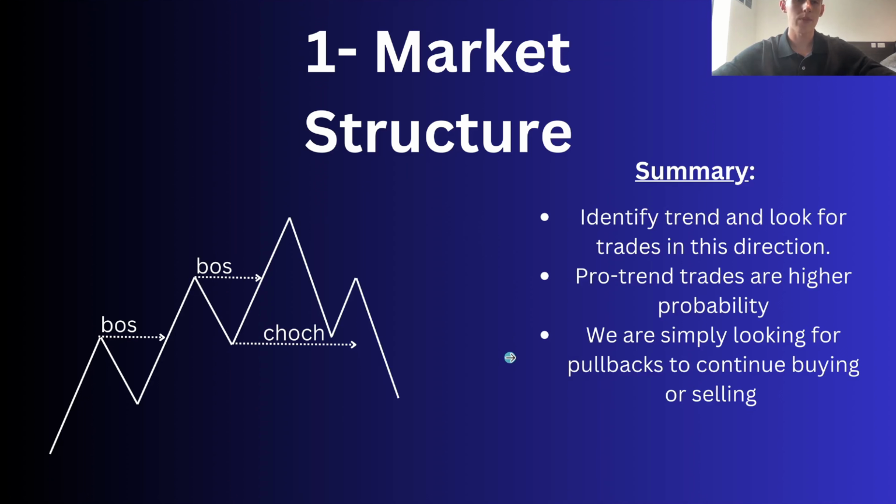And with this strategy, it's important as well to note that we are only looking for trades which are in line with that overall direction. Essentially, we are just looking for a pullback into a key area somewhere within this leg of the trend, and then we're looking to continue buying. This is simply because pro-trend trades are higher probability, because we have that overall fundamental and technical bias on the higher time frame in our favor. So yeah, I don't think we need to go through any other points on market structure. Very simple concept, and most of you guys are probably already familiar with it anyway.